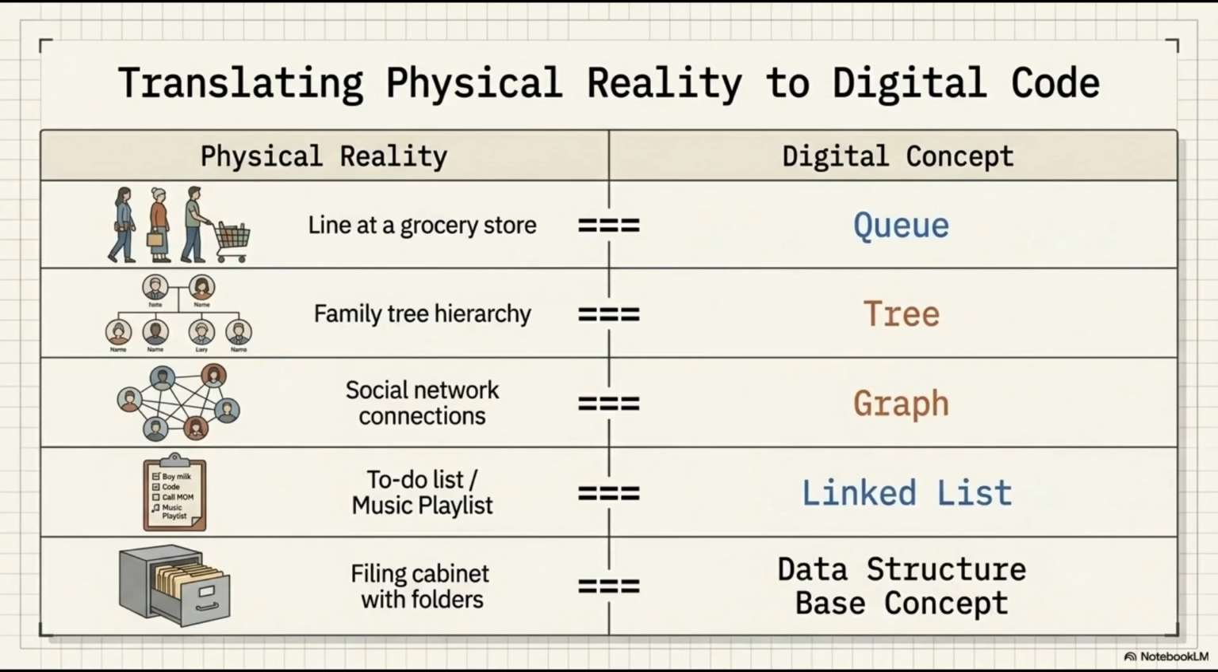Programming isn't abstract magic. It's honestly more like a digital filing cabinet for physical reality. Think about how a physical line at the grocery store maps perfectly to a digital queue. Your family tree becomes a tree structure, your sprawling social connections are a graph, and your basic daily to-do list, that's just a linked list.